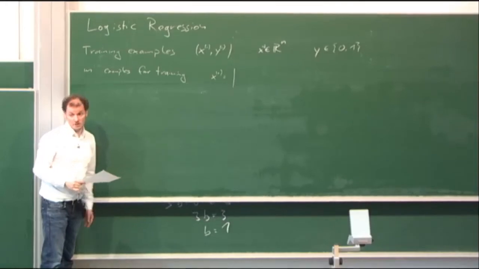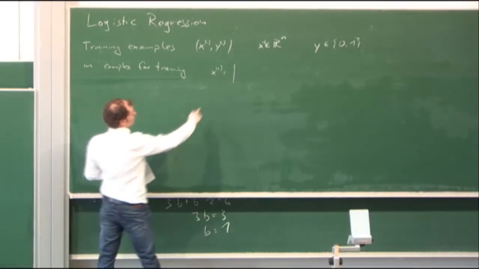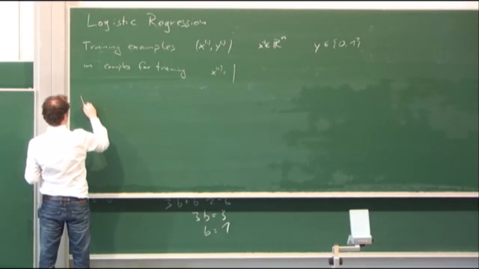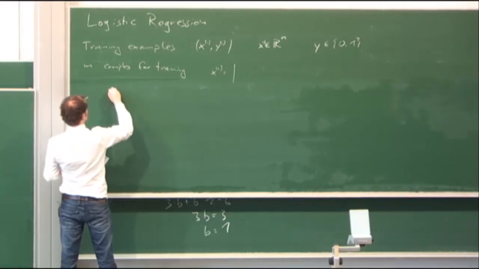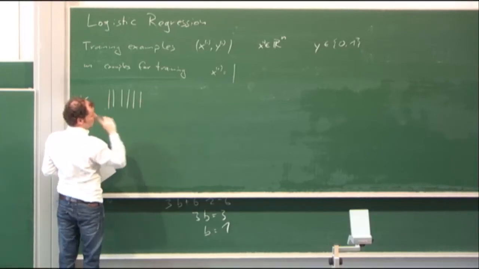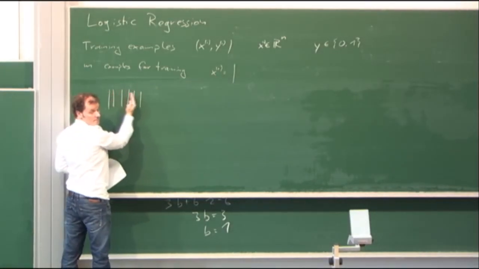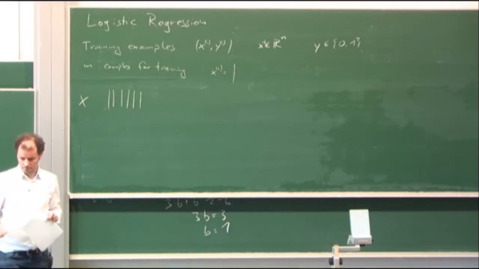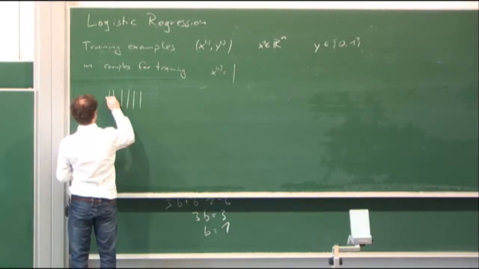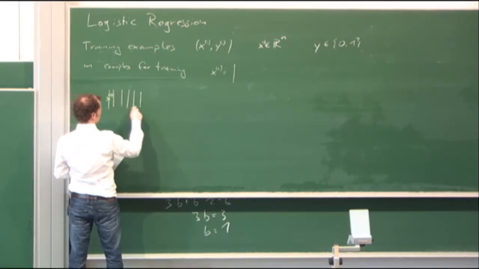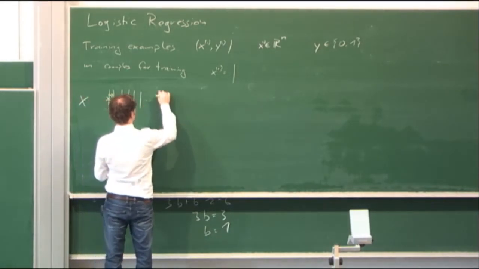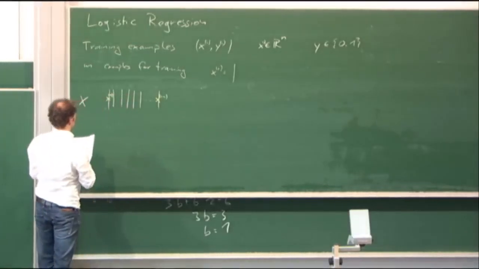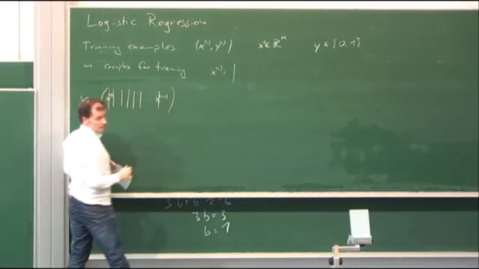Now in order to make our implementation easier later, we want to put all the x's into a matrix. So we will construct a big matrix X, and basically we will just stack all the x's next to each other. So this will be x1, x2, x3, x4, and so on until xm. We have m training examples. So that's what we do with our x's.